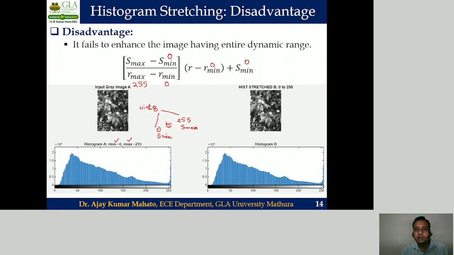And in place of S max I will substitute 255. If I do this substitution, this mathematical equation reduces to R, which represents my output image. It is the same as my input image. Hence no kind of image enhancement can be performed on these kinds of input images. So this is the major limitation of histogram stretching.